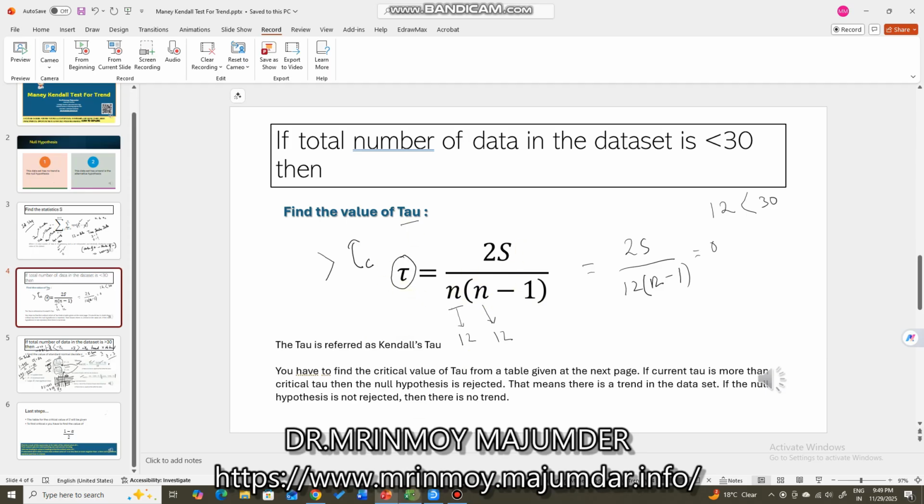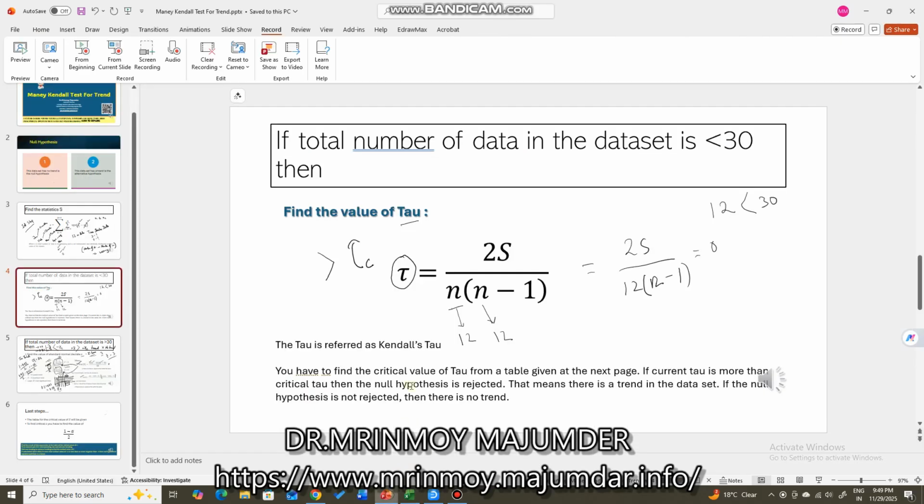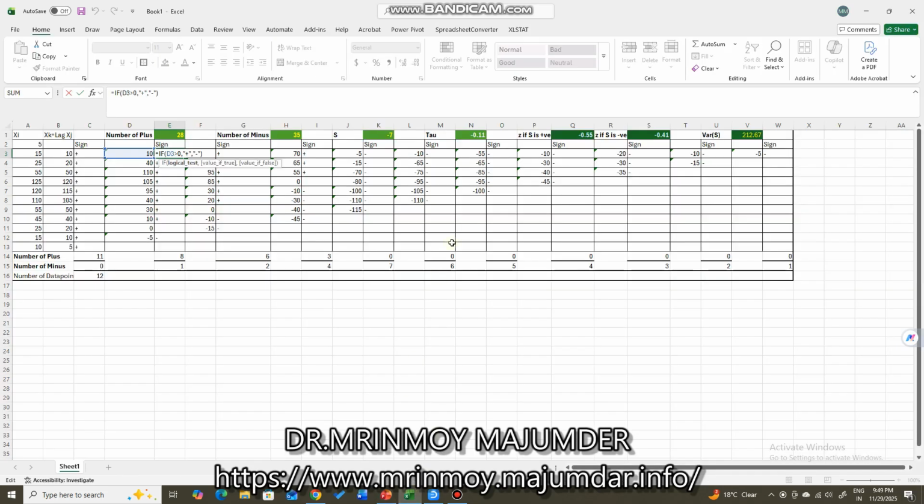S is, you see, minus 7. So 2S, 2 into minus 7, divided by 12 into 12 minus 1. That means 12 into 11. So it has come to a negative value. Certainly it will be a negative value because S is minus. So what is the negative value? Minus 0.11. So accordingly, we have a negative tau.